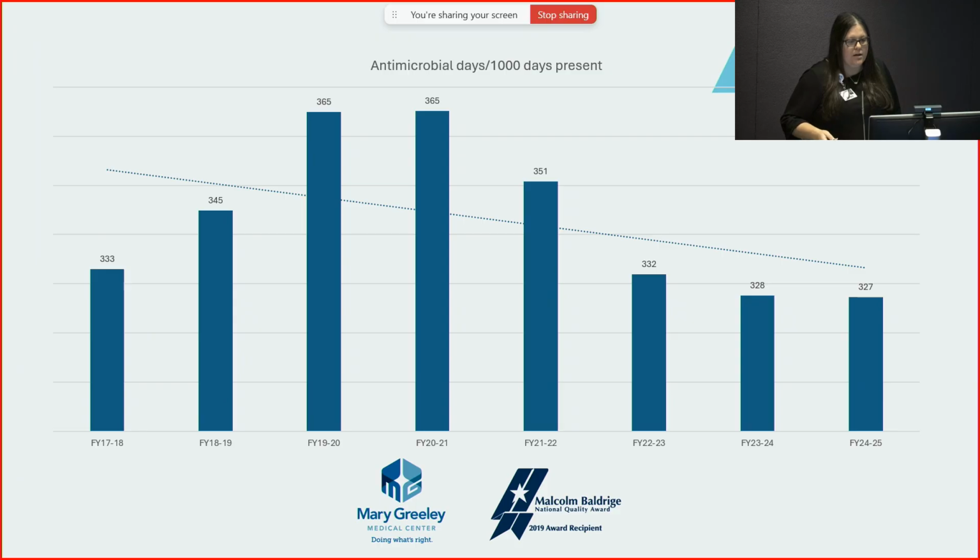Recently, in Epic, I got access to track antimicrobial days per 1,000 days present, just kind of normalizing for patients' stay here at Mary Greeley. Here's the data. You can see over time our antimicrobial days are going down per 1,000 days present. So it's a really new metric that I've just gotten. We'll just track that and notice if it goes up.